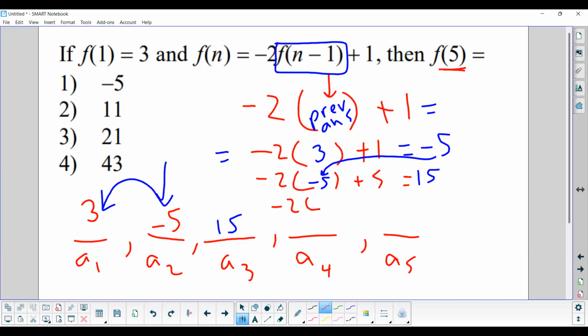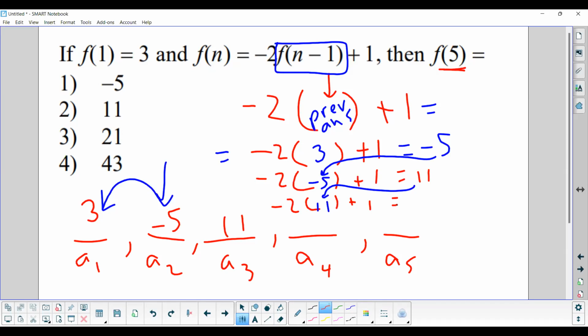I'm going to do it again. Oh, whoops, sorry, I messed up. That's supposed to be a 1. Back it up. Plus 1. -2 times -5 is 10. 10 plus 1 is 11. The 11 is going to go here.